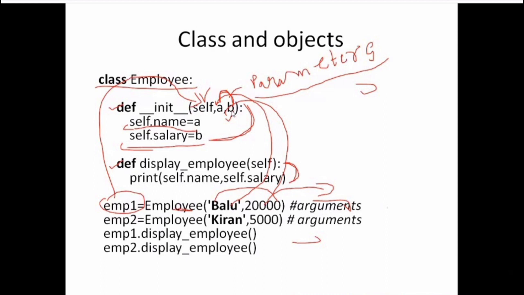Yes, sir. Okay. Now self.name is equal to a means what? emp1.name is Balu. Then self.salary means emp1.salary is 20,000. Correct. See, self.name is equal to a and self.salary is equal to b. So the value of a is Balu, and the value of b is 20,000. That a is assigned to a variable called name and b is assigned to a variable called salary of the emp1 object.